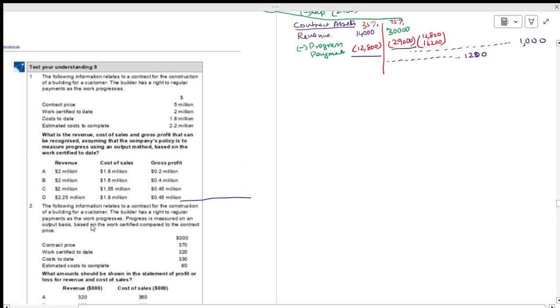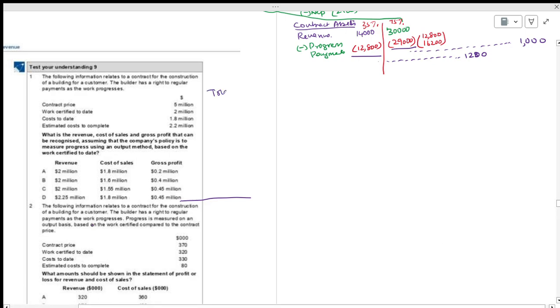the following information relates to a contract for construction of a building for a customer. The builder has the right to regular payments as work progresses. What revenue, cost of sales and gross profit should be recognized? How much is the contract price? What will the total profit be?